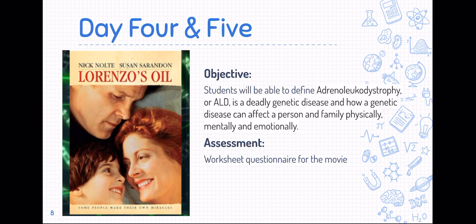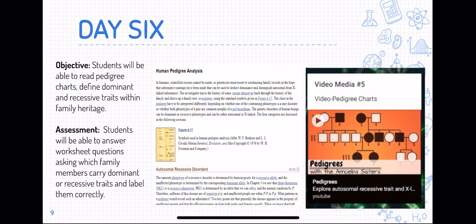And then the assessment would just be a worksheet, a questionnaire for the movie, so that the kids can collaborate and answer the questions about the movie together. Maybe just kind of talk about if they liked it or how would they feel if they were in that position, just to get a real life application feeling for genetic diseases and how they're inherited and how it affects our lives. So day 6, we'd actually look at some pedigree charts.